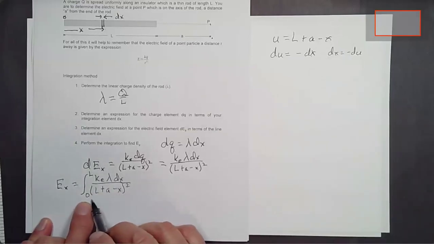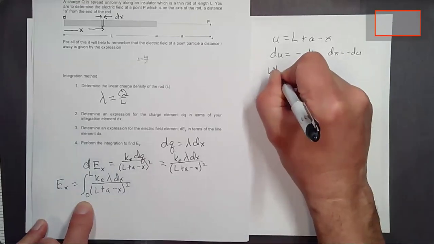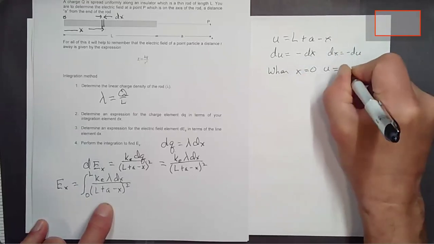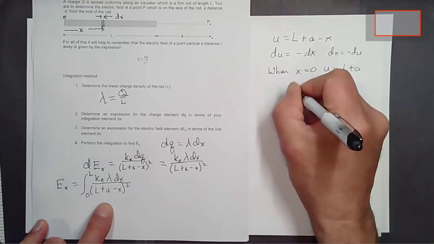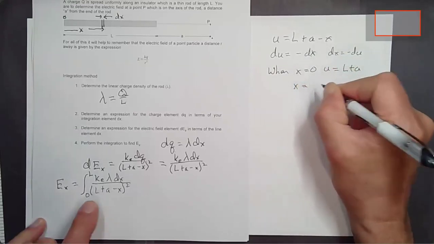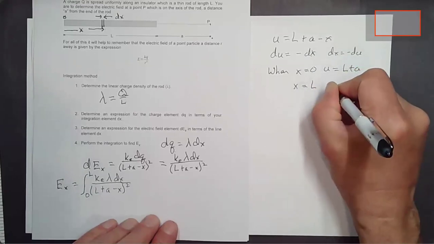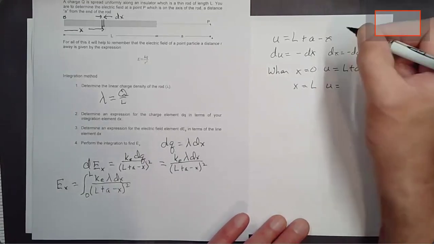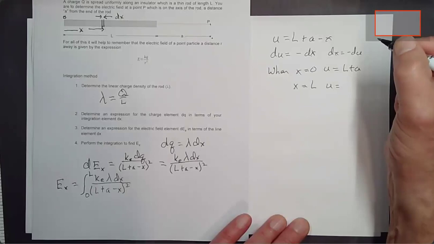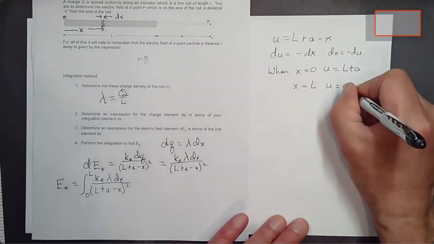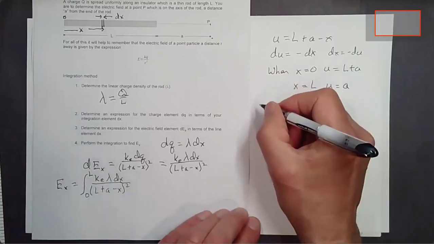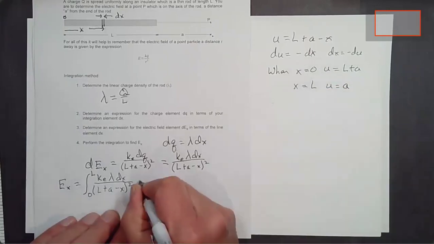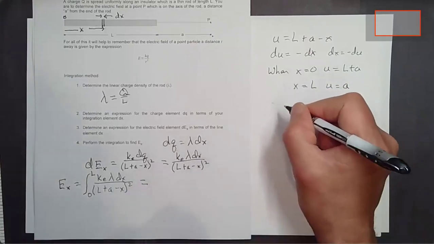But I have to change my limits of integration. When x is 0, u will equal L plus A. And when x is equal to L, u will equal A minus x, I think. Yeah, no, it'll just equal A, excuse me. So my integral changes to something different, but I guess I could just write it here. Actually, I'll do this in 2 steps.